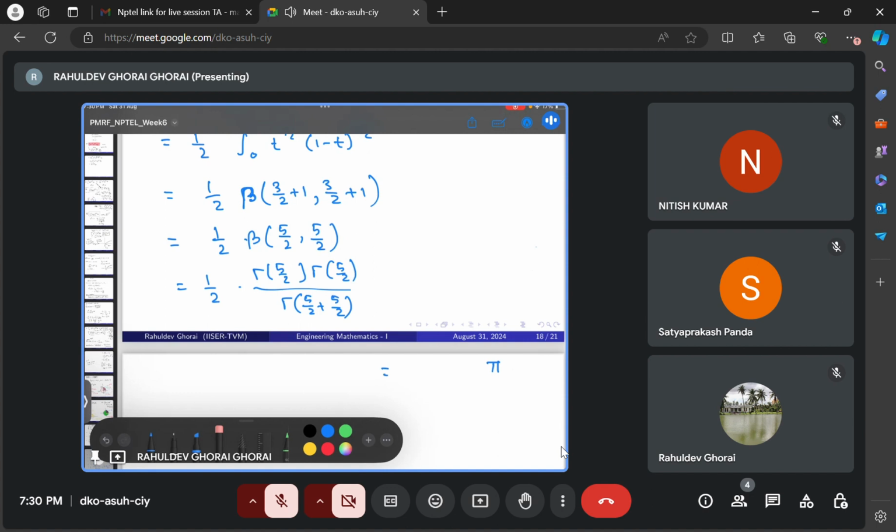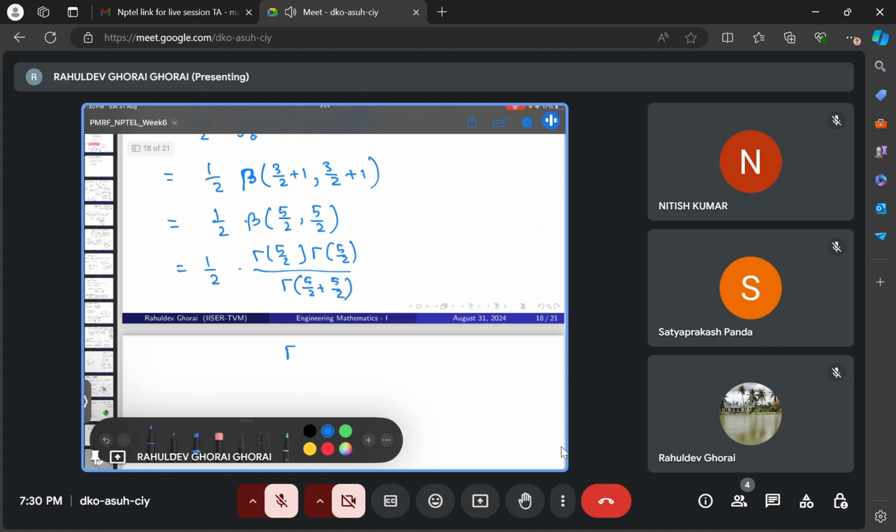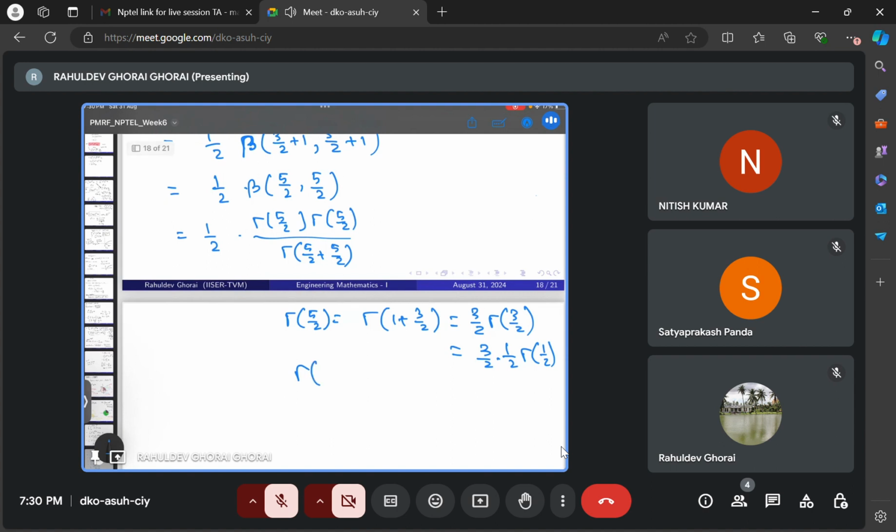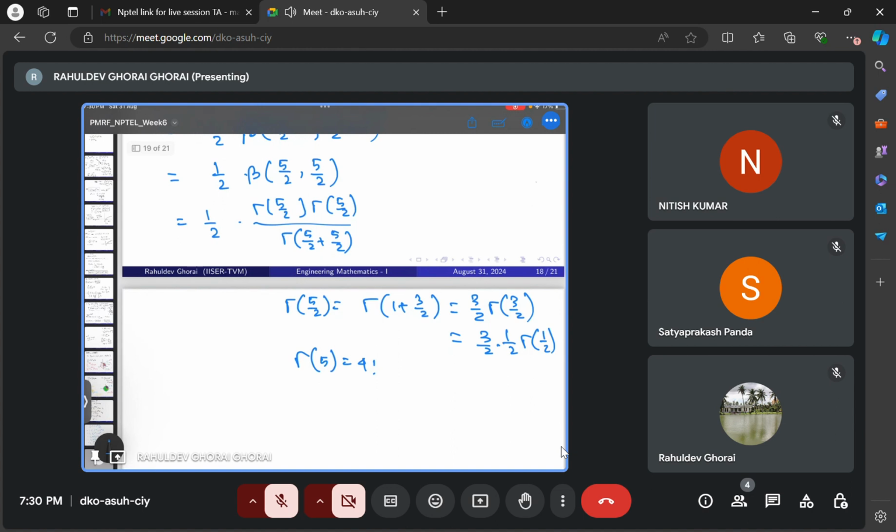Okay, so let me write this one more time. What is gamma 5 over 2? Gamma 5 over 2 is gamma 1 plus 3 over 2. That is nothing but 3 over 2 gamma 3 over 2. That is nothing but 3 over 2 times half gamma half. So from there, gamma 5 over 2 plus 5 over 2 means gamma 5, that is 4 factorial, right?